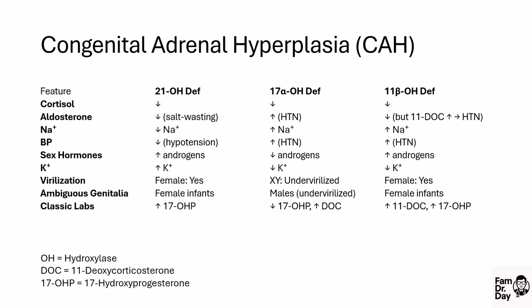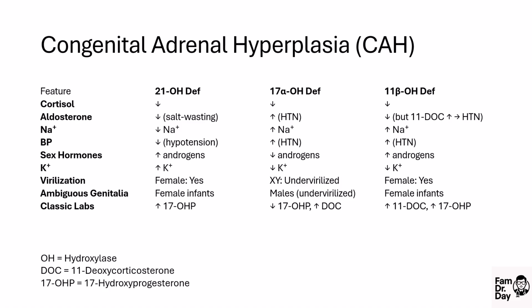You'll also have increased androgen, which leads to virilization of females, ambiguous genitalia in female infants, and you'll also have the classic lab of increased 17-hydroxyprogesterone. Next column, you have 17-alpha-hydroxylase deficiency, which is less common and has a very different profile.